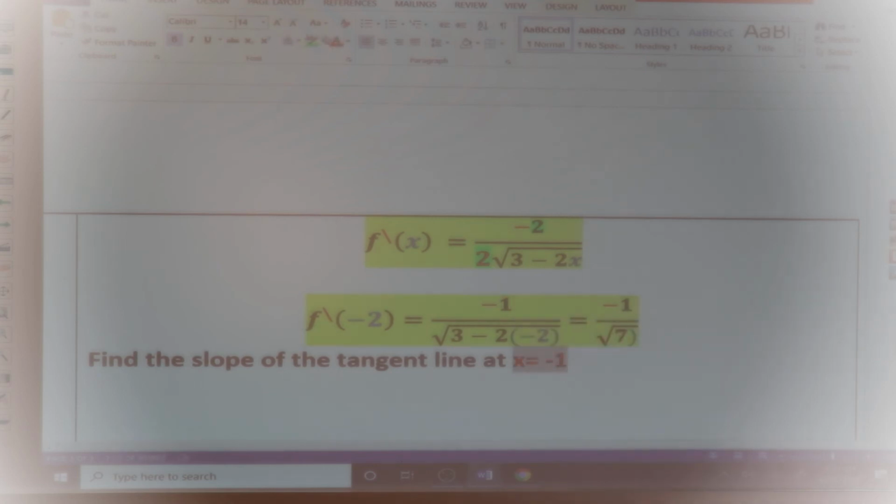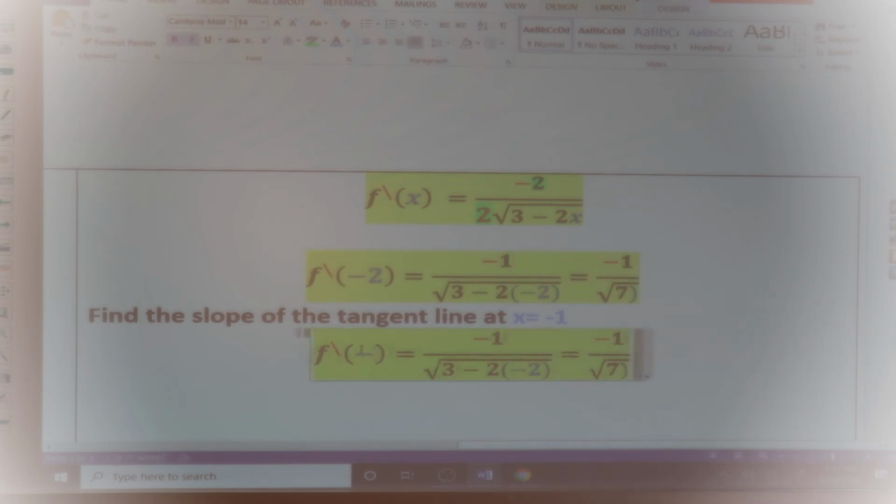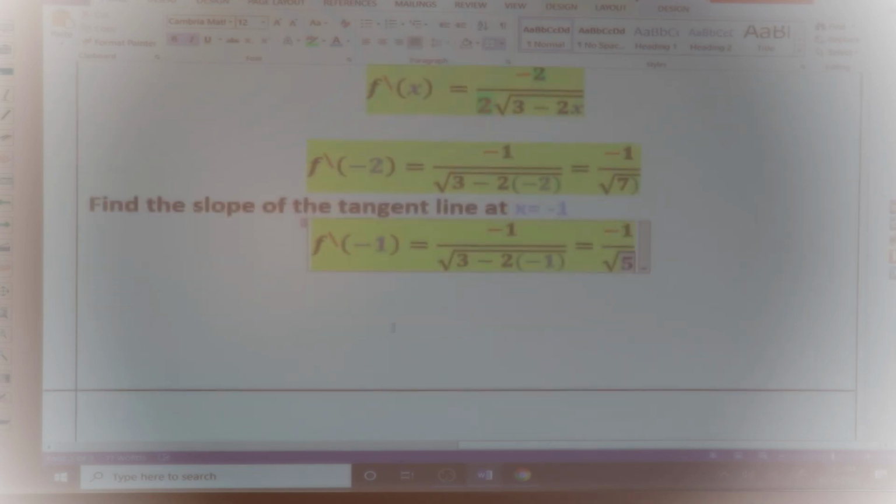You go here, the slope of the, look here, we need -1, right? And this becomes -1, and this becomes 5, because -2 times -1 is 2, 3 plus 2 is 5, so this is -1 over 5, not -1 over 7.